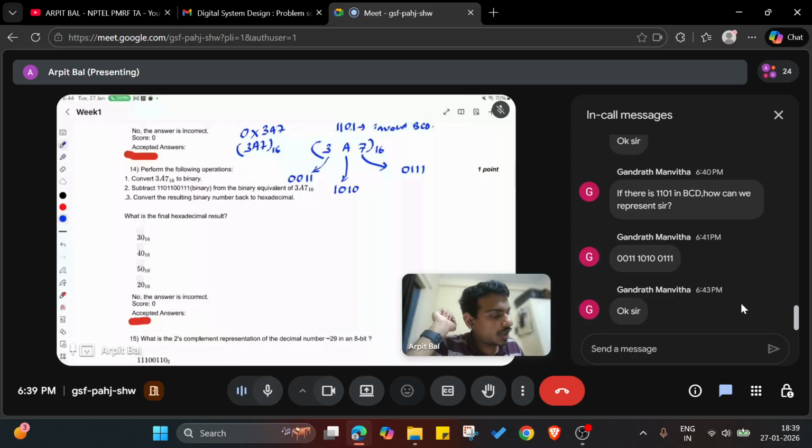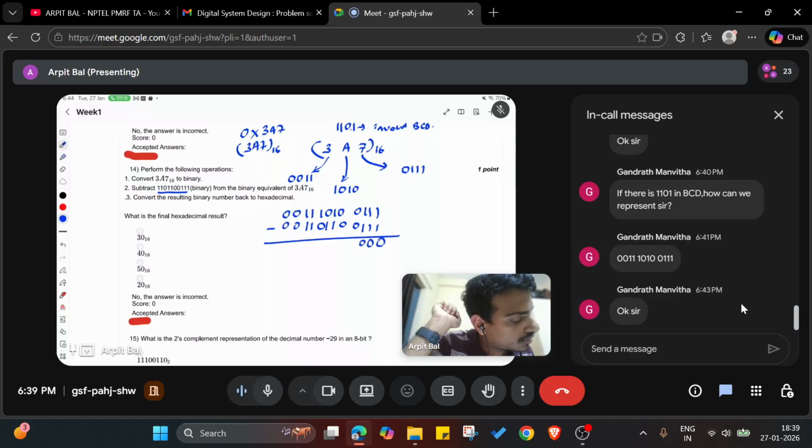Then what I need to do is subtract this value from the binary equivalent of 3A7. So 0 0 1 1 1 0 1 0 0 1 1, and I'll subtract 1 1 1 0 0 1 1 0 1 1, and I'll pad with zeros, so 0 0 0 0 0 0. I'll have a 1 here, so I'll go to 0.